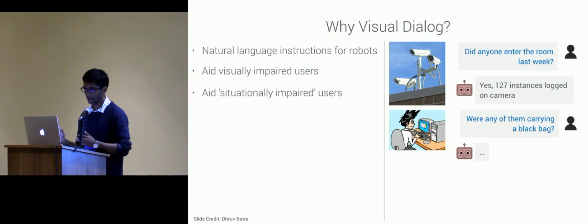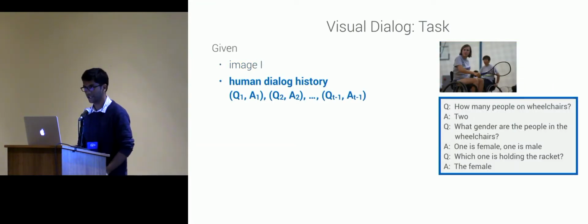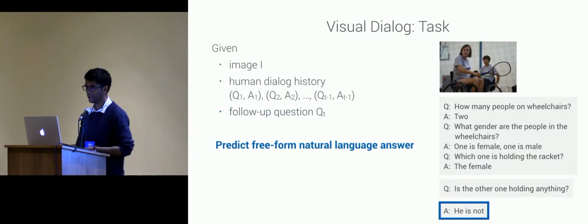There's also a use case for situationally impaired users, where for example, in the case of surveillance, there's so much visual data that it's infeasible for a human to sieve through all of it manually. And so it makes sense to have some sort of an intelligent agent that can look at the entire corpus and then answer questions in natural language. So concretely, the task of visual dialogue is that given an image, a dialogue history consisting of a sequence of question-answer pairs and a follow-up question, the machine has to predict a free-form natural language answer.